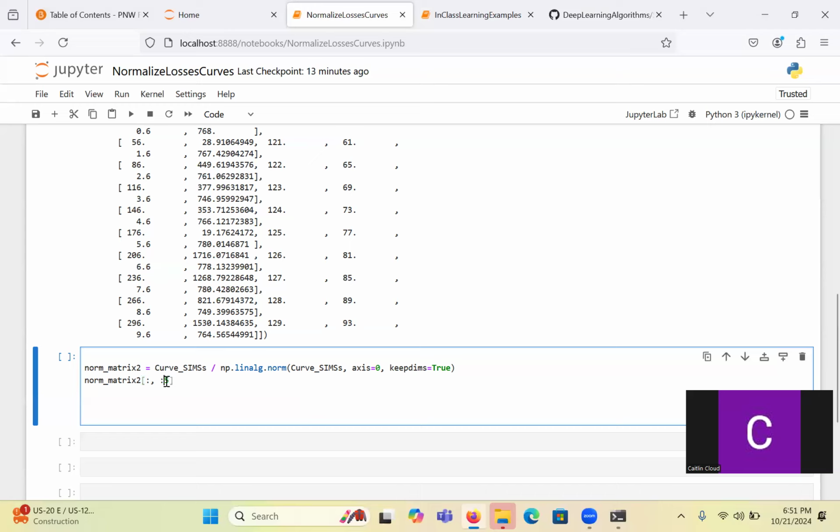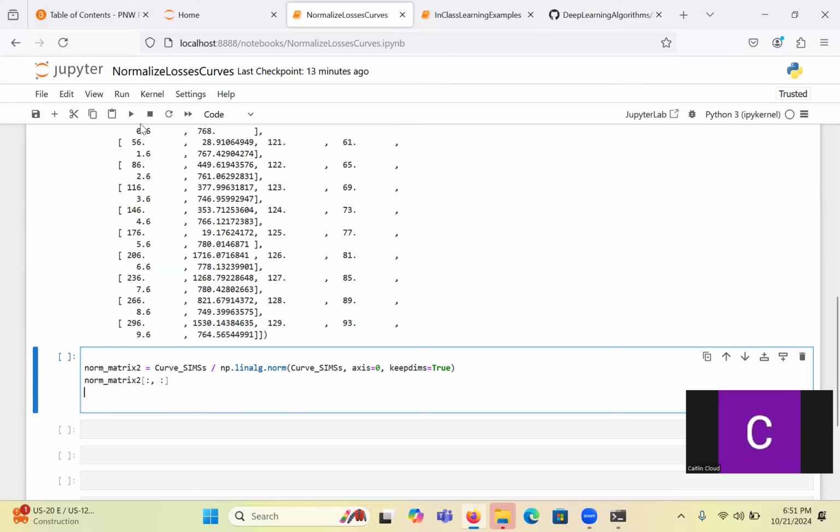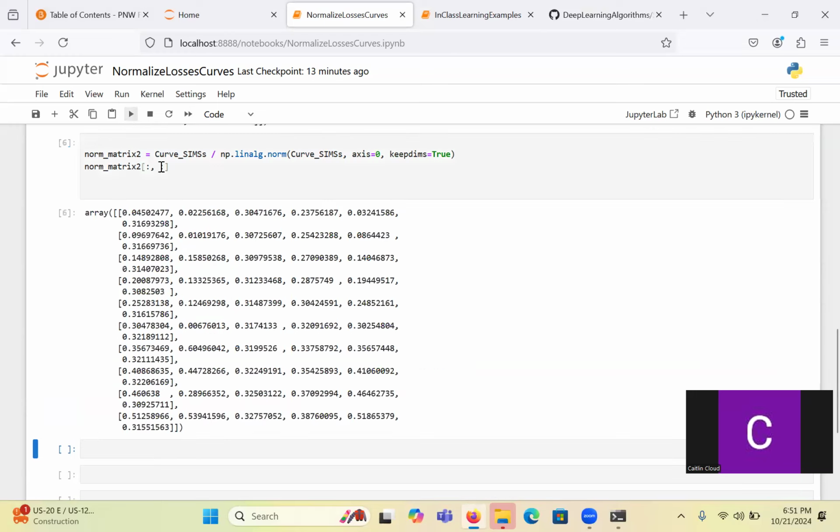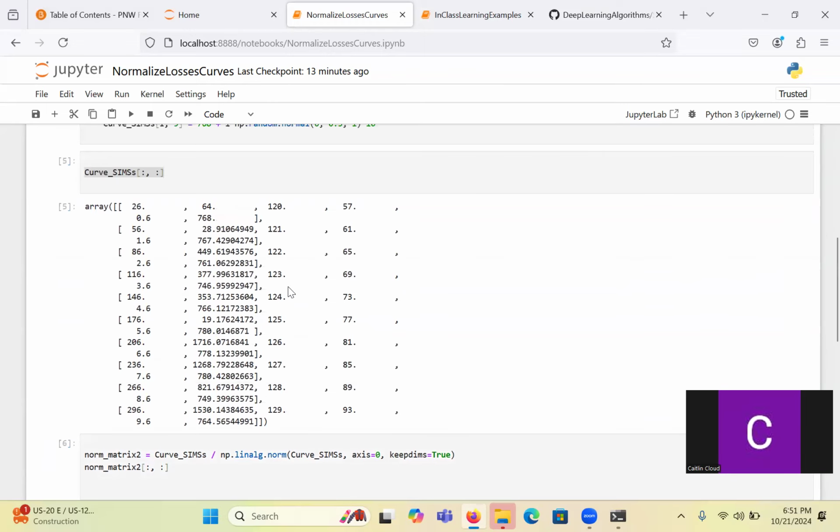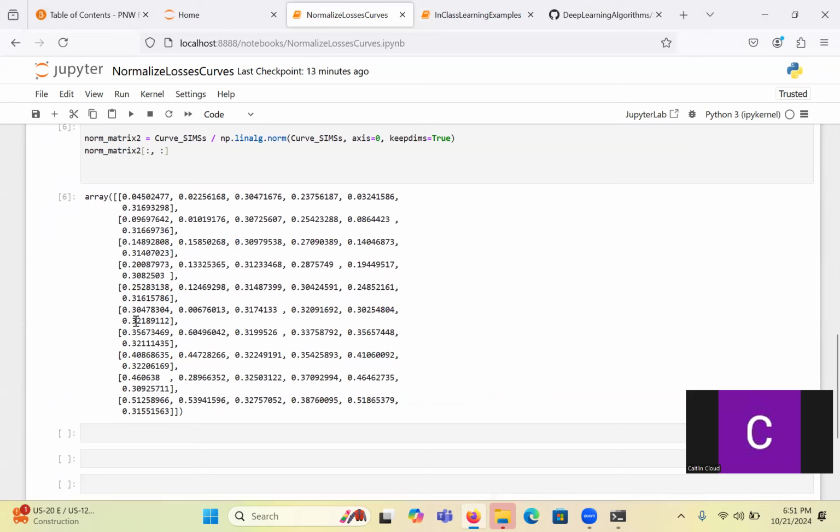Not sure why I did 5 there. All right, I'm going to run this and print it. If you notice, whereas before I had values in the scale of 26 to 236, other values in the scale of 768 to 1200, and some values like 9, they were different scales. That's what the data looked like before. Now if you notice, they should all be between 0 and 1, I would say.